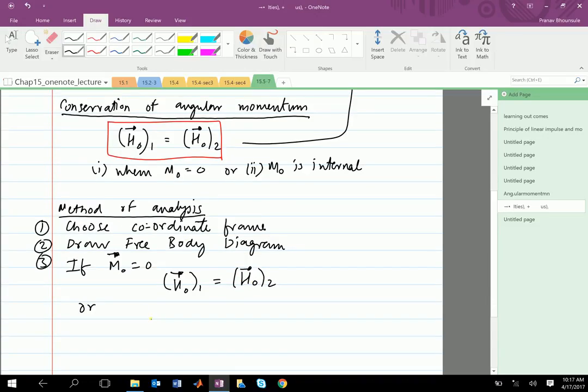Or if that's not true, then use the principle of angular impulse and momentum, which says that H_O1 plus the integral from T1 all the way to T2 of M_O dt equals H_O at time 2.